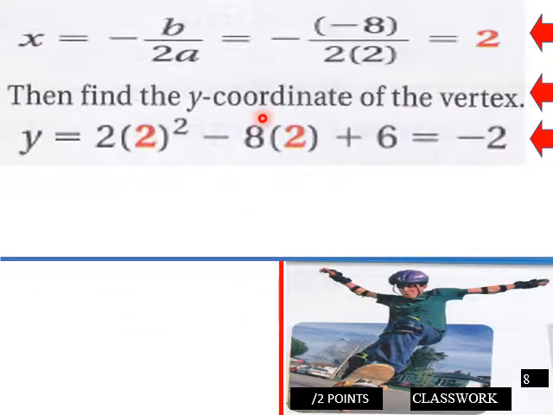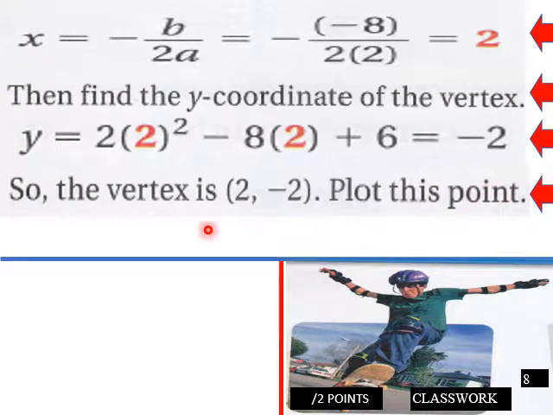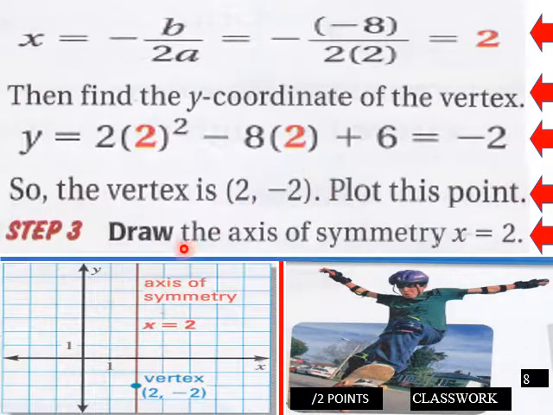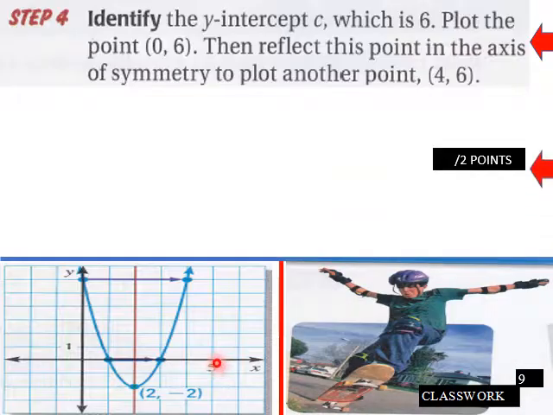Then find the y coordinate, so we plug 2 back into the original function. Here is our y coordinate: (2, negative 2) would be the point of the vertex. Plot this point and draw the axis of symmetry. So the first step is to draw the axis of symmetry. We know this is the vertex, and we know it goes up like this because a is positive, but here's the axis of symmetry.